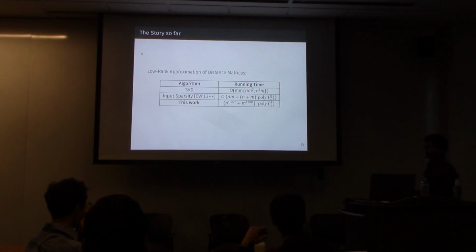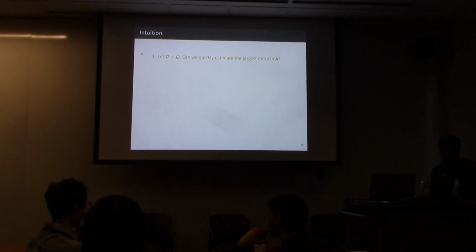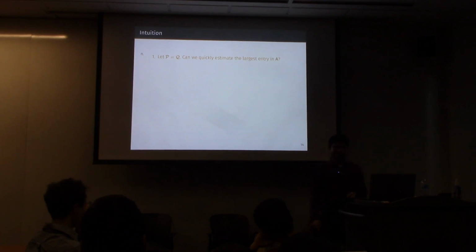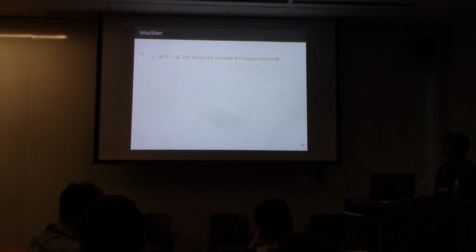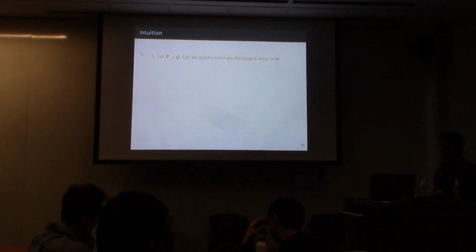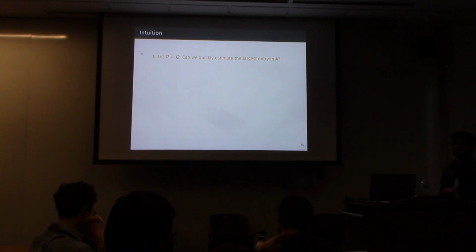Okay. Let's get into the algorithm then. No matter what algorithm I tell you about, this algorithm better be able to approximate the largest entry in my matrix. If not, my previous lower bound applies, and you can start throwing things at me. So let's make a simplifying assumption that our point sets are equal. Now we have an n by n matrix A. And the question is simple: can we estimate the largest entry in A without looking at the entire matrix?